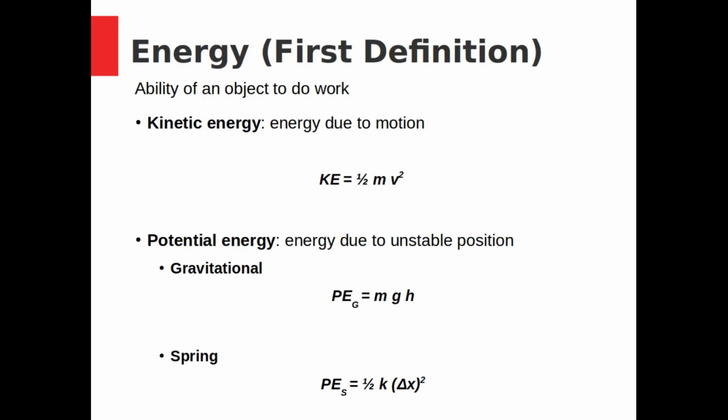In this video, we introduced the idea of energy. One way of understanding energy is the ability of an object to do work. We also introduced kinetic energy, the energy of motion, and potential energy, energy due to an unstable position. There are two types of potential energy we will explore: gravitational potential energy and spring potential energy. In the next video, we'll explore how to use these equations in combination and how this combination leads to another way of understanding energy.